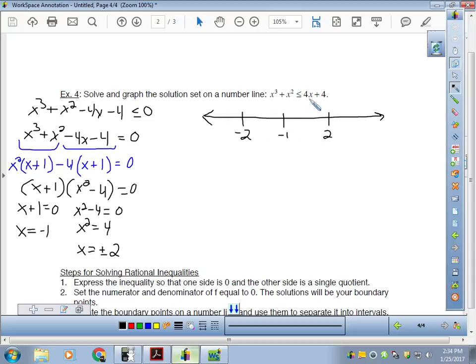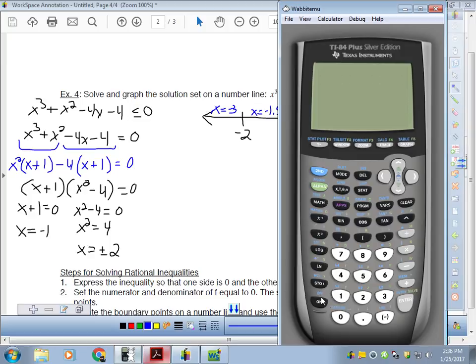So this one actually has 4 different intervals. I want to pick a test value in each one. In this first interval, I'm going to pick negative 3. In this second interval, I'm going to pick negative 1.5. In the third interval, I'll pick x equals 0. And in the last one, I'll pick x equals 3. And then all I got to do is take these numbers and plug them back here into my original equation and see whether it comes out positive or negative.